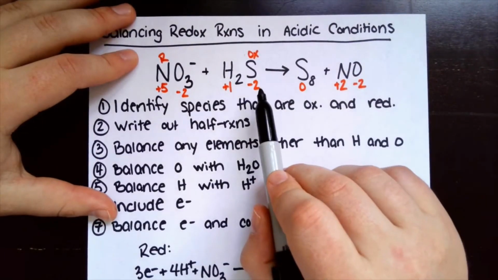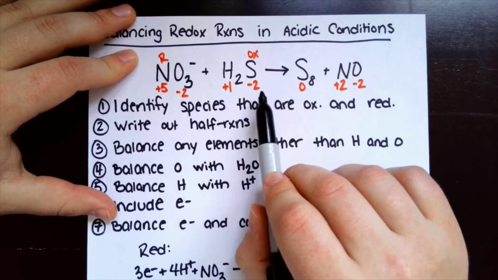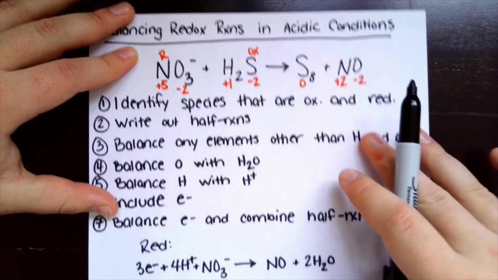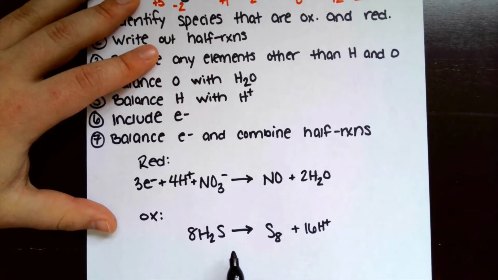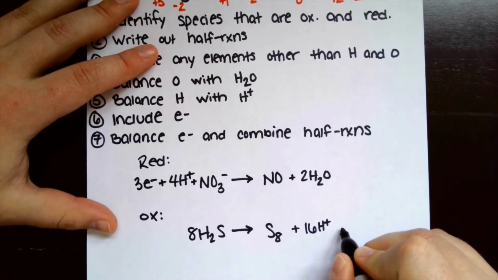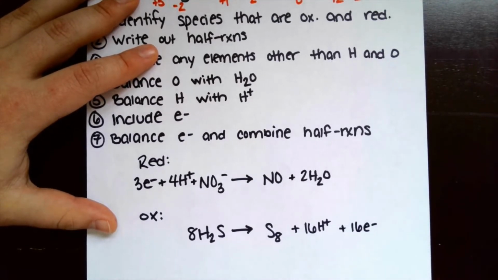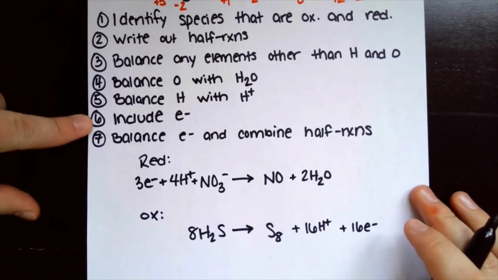For sulfur, we said that each individual atom of sulfur goes from -2 to 0, so each sulfur is going to be losing 2 electrons. Down here we see that on each side of the reaction we have 8 sulfur atoms. So if 8 sulfur atoms are involved, and they're each going to be losing 2 electrons, we're going to be losing a total of 16 electrons. And since it's oxidation, we need to put those on the product side. Okay, so we're done with step 6.